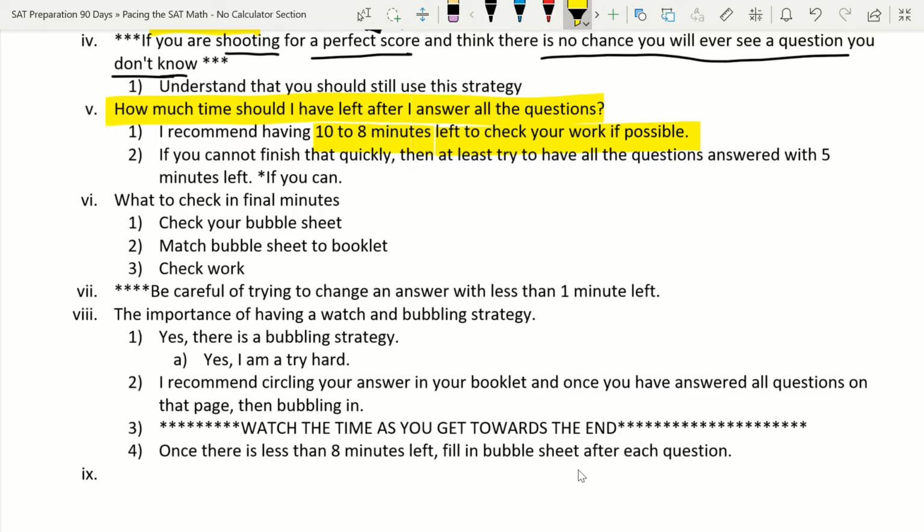So let's say that you can't finish that quickly, right? Some people take longer with math. That's okay. But at least try to have all your questions answered with 5 minutes left, because then you've got 5 minutes to go back and check your work on any problems that you starred as wanting to go back and check or that you were unsure of.